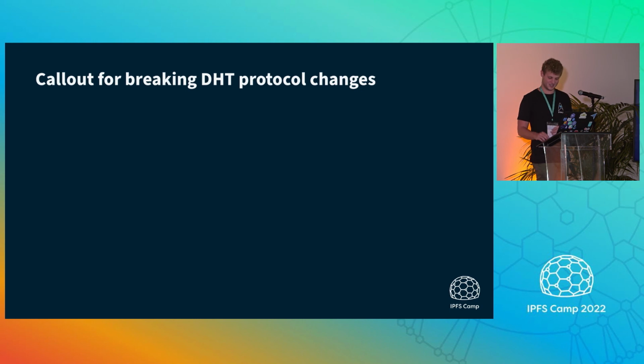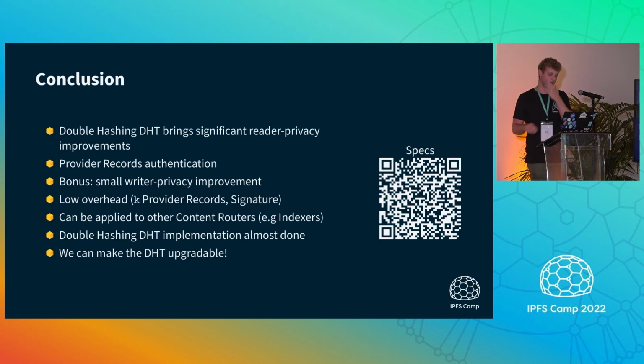To conclude, this double hashing DHT brings a significant reader privacy improvement, but it's not perfect, as we've seen. It also brings provider record authentication stronger than what we have today, and as a bonus, a small writer privacy improvement in the DHT. We have a low overhead, as we've seen, and it is interoperable with other content routers, such as the indexer.